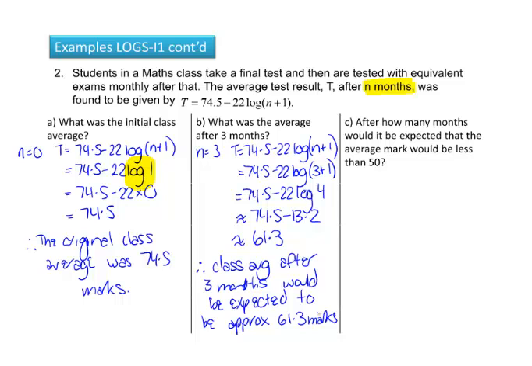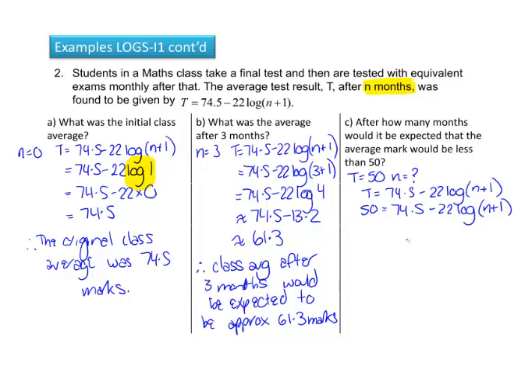Okay, next one: after how many months would it be expected that the average mark would be less than 50? So in this case what we need to know is when will it be 50? So when will t be 50? And we don't know what n would be. So our formula, t equals 74.5 minus 22 log n plus 1. So I've got 50 equals 74.5 minus 22 log of n plus 1.